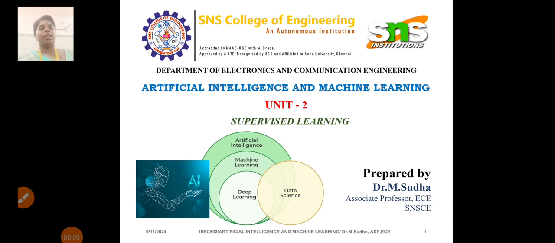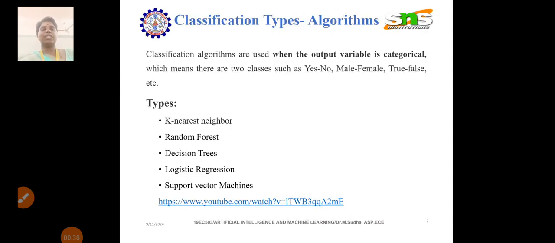Quick recap of this discussion: supervised learning and its categories or types, that is regression and classification. We have gone through the regression terminologies, applications, and also the types of regression algorithms in detail. Linear regression we have seen in detail, and I also shared the links for the other algorithms for verification. Today we will discuss the classification types.